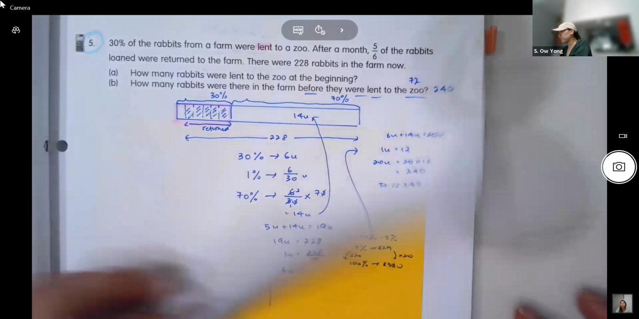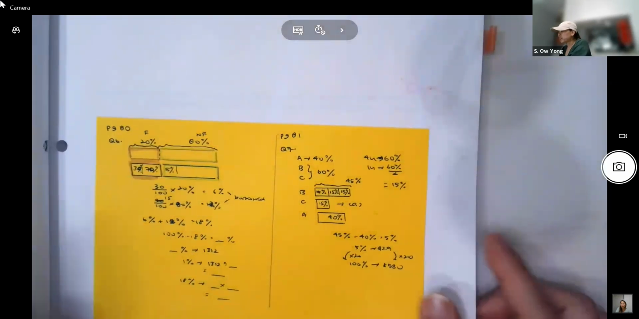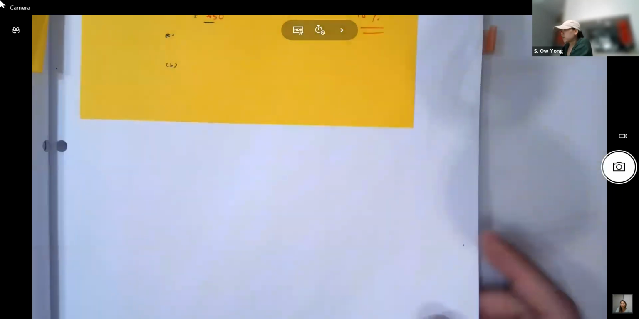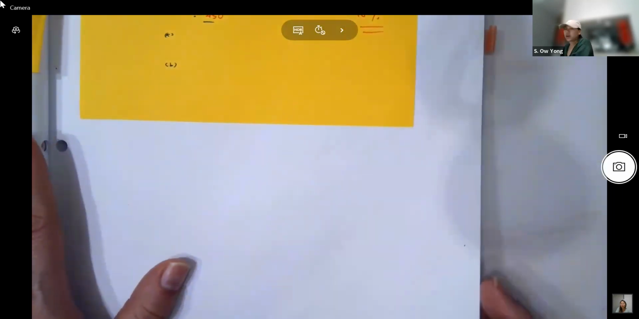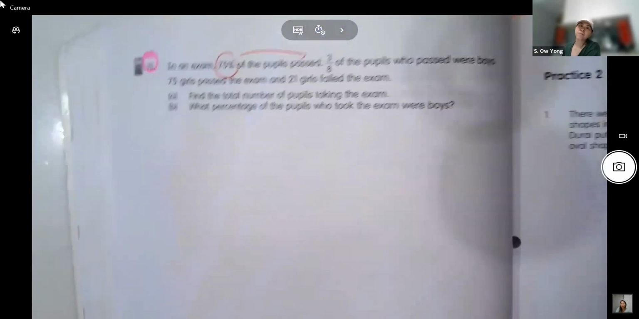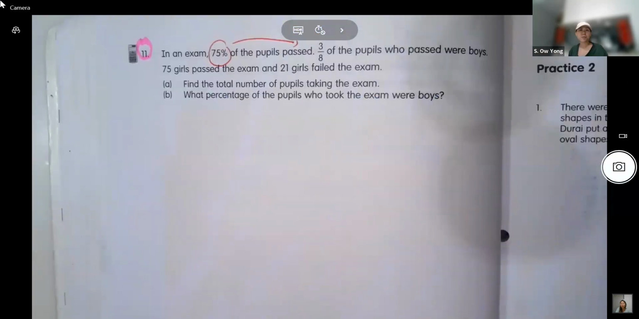Okay, let's move on. Question 6 and 7 we have gone through. Question 8 and 9 also have gone through, 10 as well. So with that, I'm going to stop the practice one percentage here so that we can focus on practice 2.